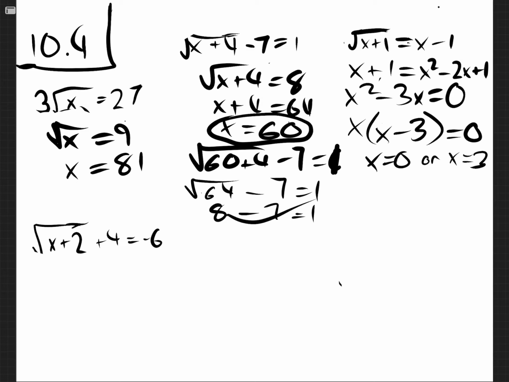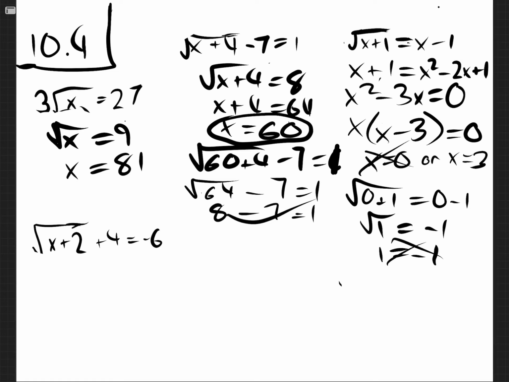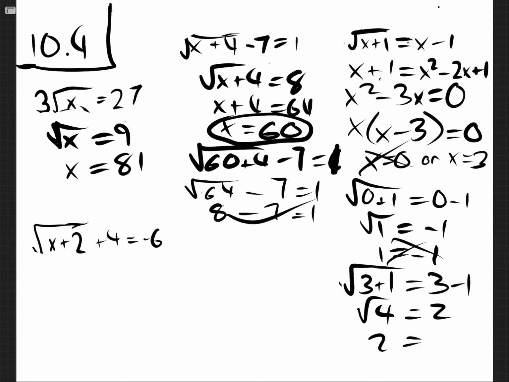And now we're going to check the answers like we did before. So let's check 0. Square root of 0 plus 1 equals 0 minus 1. So square root 1 equals negative 1. 1 equals negative 1. And that is incorrect. So this is not a correct solution. Now let's check the other one. So we have square root of 3 plus 1 equals 3 minus 1. And then square root 4 equals 2. 2 equals 2, which is correct. So the solution is x equals 3.